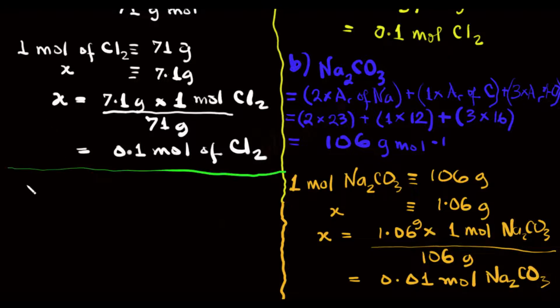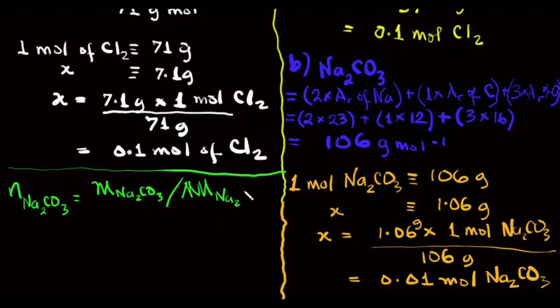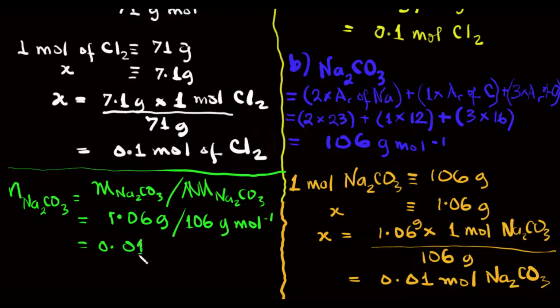Similarly, we can use number of moles of Na2CO3 equals to mass of Na2CO3 divided by molar mass of Na2CO3, and that will give us 1.06 grams divided by 106 grams per mole, and this gives us 0.01 mole of Na2CO3. So use any method that's convenient for you.